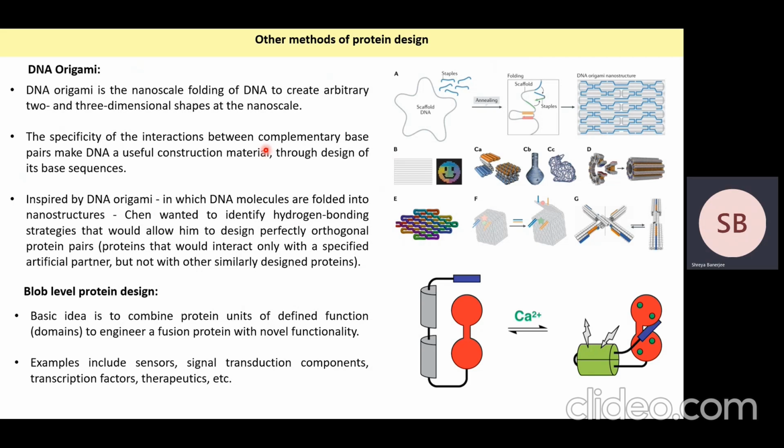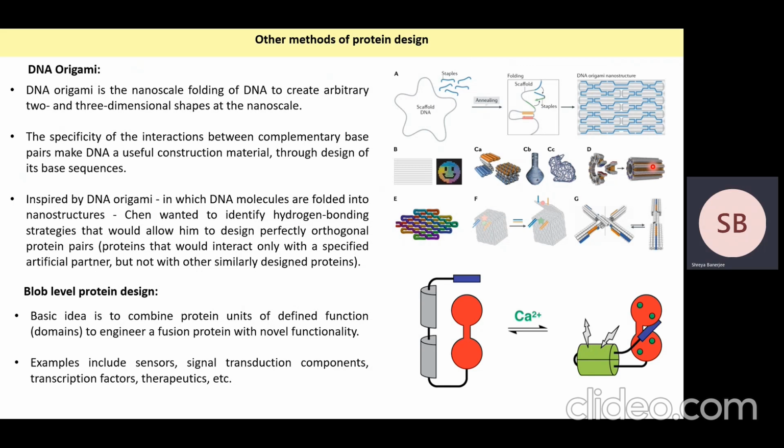Inspired by DNA origami, in which DNA molecules are folded into nanostructures. So in DNA origami, you can see several structures have been built, like this smiley face, or this vase-like structure, or this cuboidal structure. They have all been designed based on DNA origami, which is basically you have a random DNA and certain small fragments of DNA called staples are annealed to the random DNA to enable it to fold in the orientation that we want. It is possible to predict this folding because of the specificity of interaction between the DNA complementary bases.